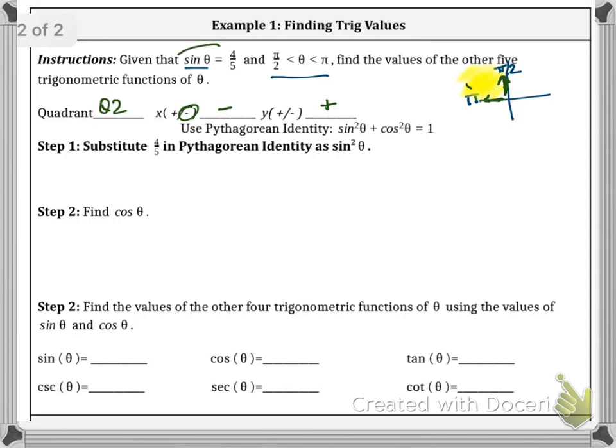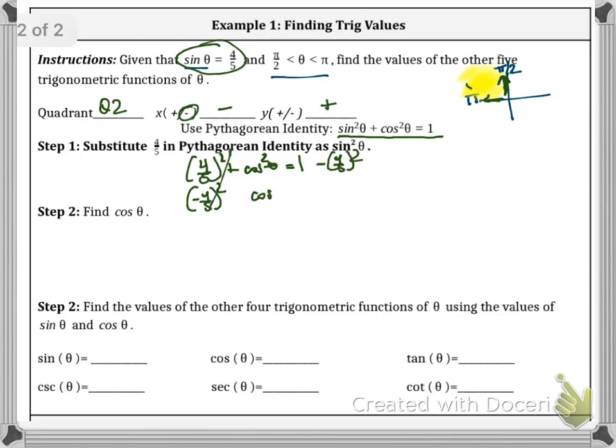So we're given that sine of theta is 4/5. We're going to use this trig identity in order to solve for our other values. So we're going to substitute 4/5 into sine squared of theta. So we have (4/5) squared plus cosine squared of theta equals 1. We're trying to find cosine. So let's subtract (4/5) squared from both sides.